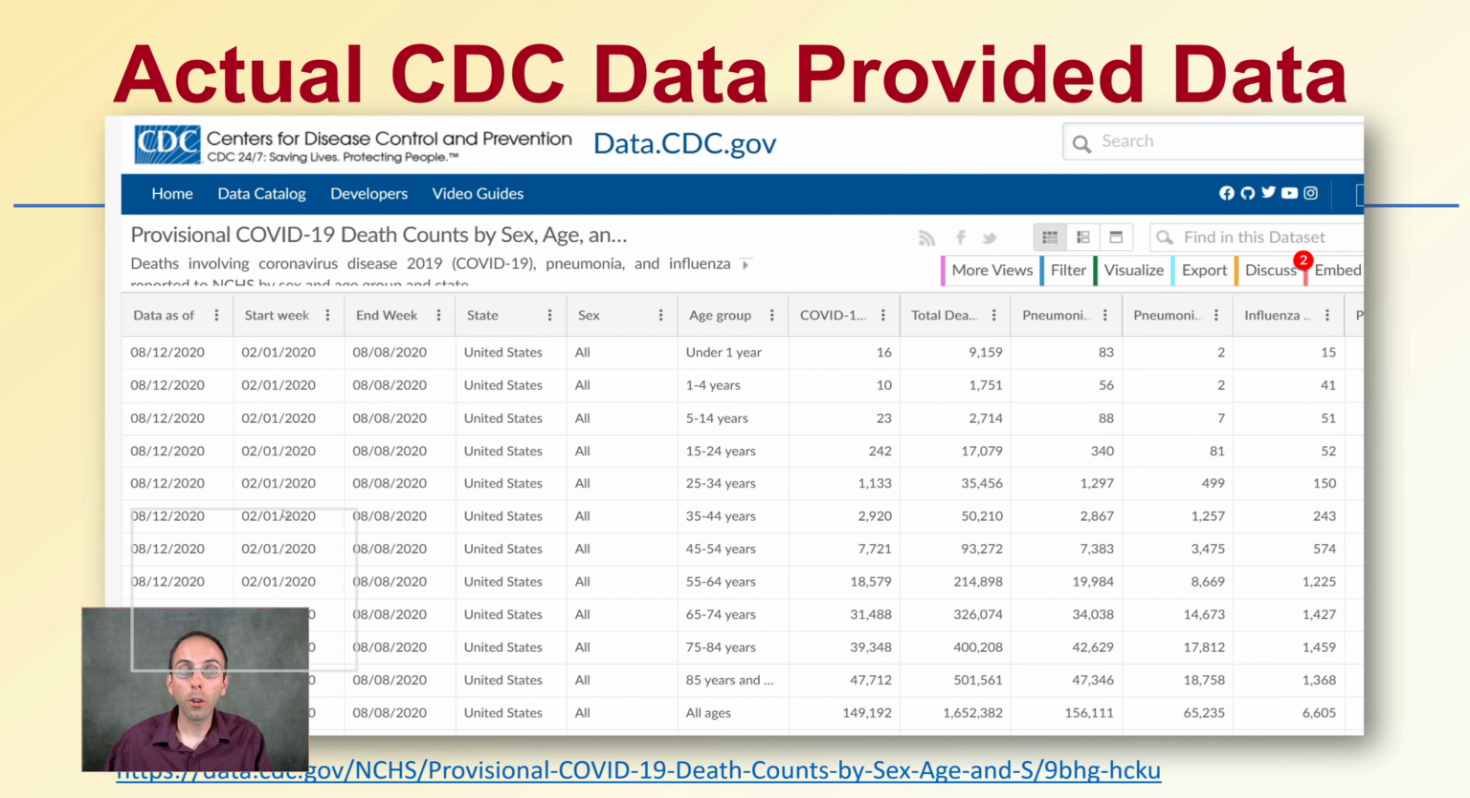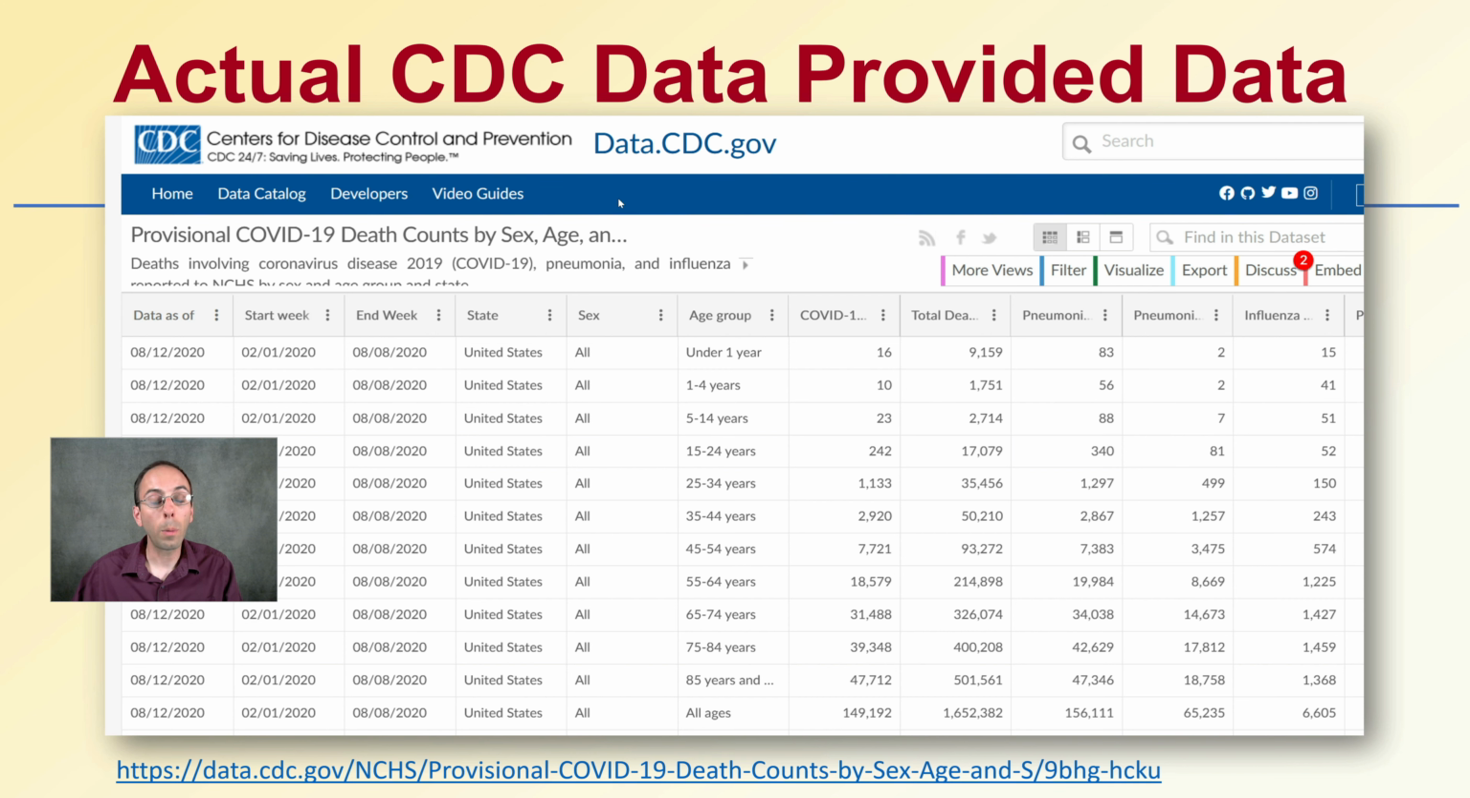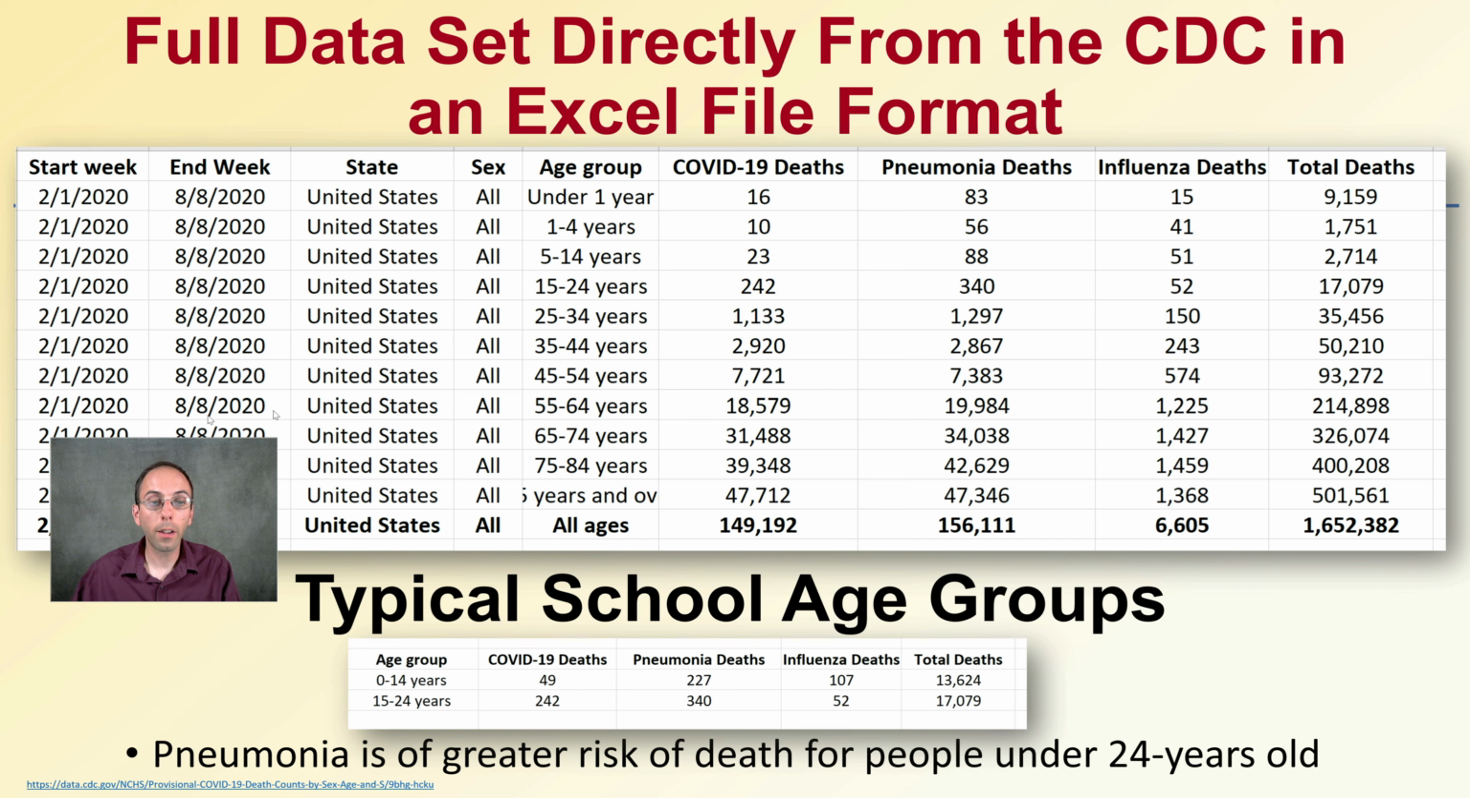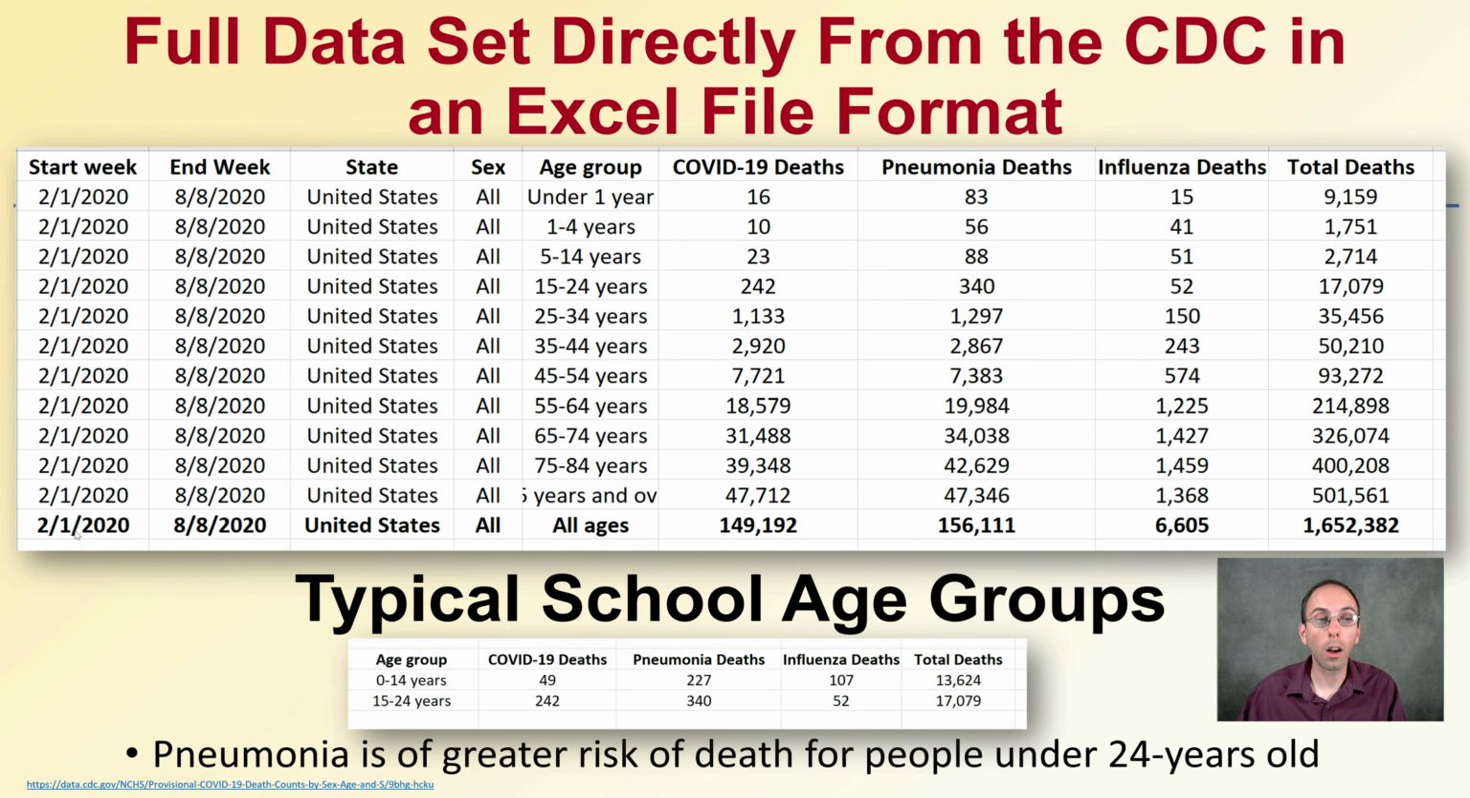This is the actual CDC data website, provided here at this link that you can go to and access. I downloaded this data as an Excel file, and this is what I generated directly from that data set we just saw. This makes it a little easier to read, and it's looking at February 1st to August 8th for the United States, broken apart by age group, allocating COVID-19 deaths, pneumonia, and influenza in total.